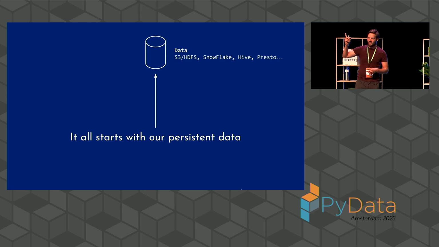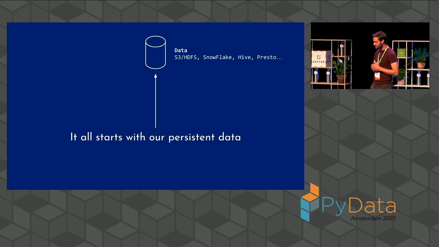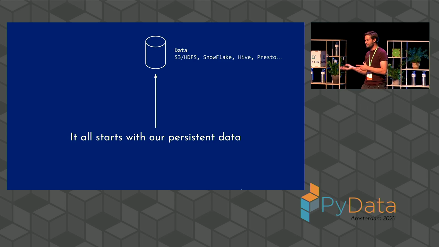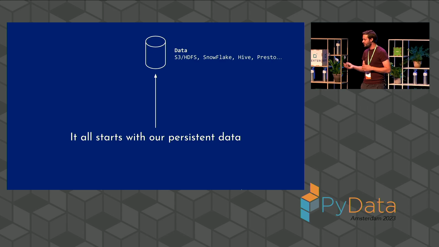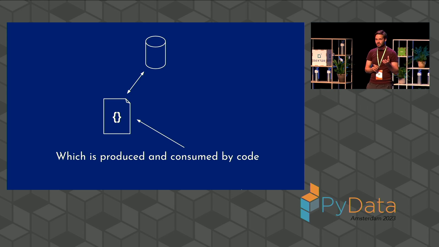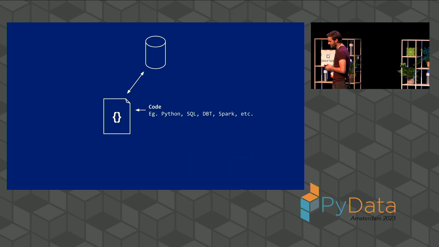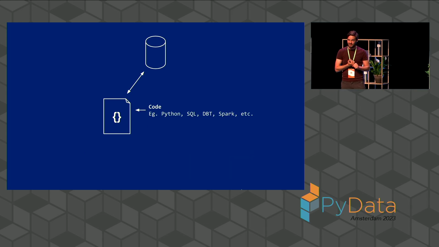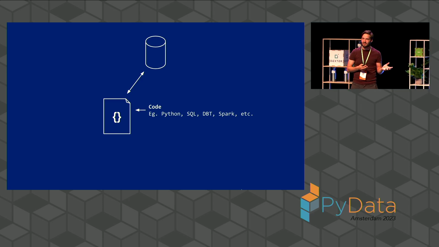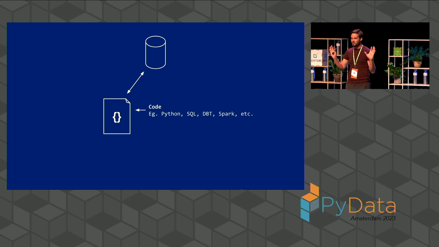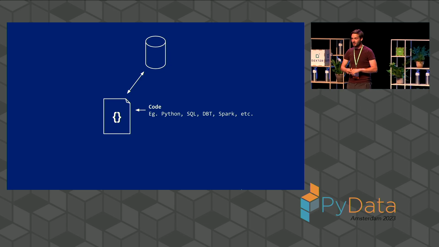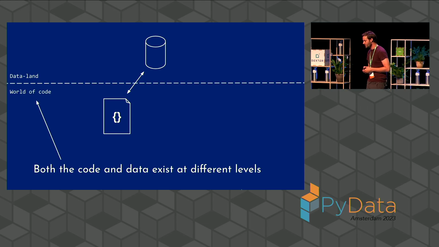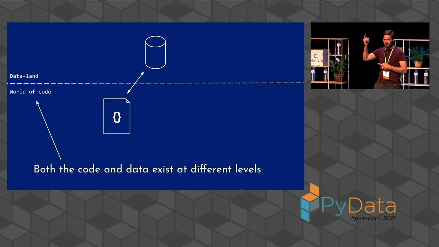So it all starts with persistent data. If I talk about persistent data, I generally talk about things stored in S3, HDFS, but it can also be part of Hive, Snowflake, Presto, whatever you run. And all of this data tends to be produced or consumed by some form of code, obviously. This code can be Python, which probably most of you use, but it can also be SQL, dbt, Spark, any language. We're going to talk mostly about Spark and Hive, but it would apply to any other combination of persistent data and code.